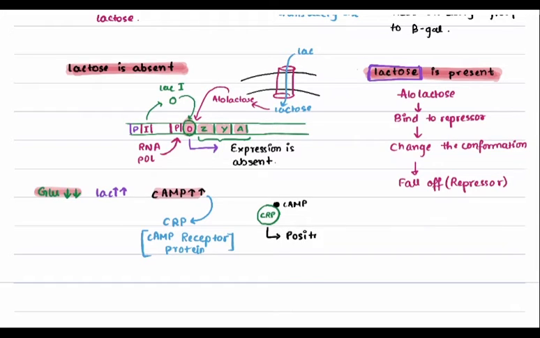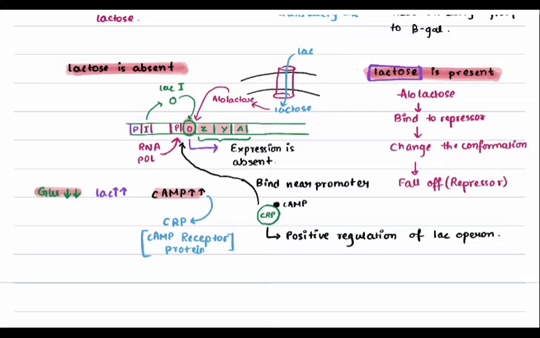causes positive regulation of the lac operon. That is, cyclic AMP CRP, when they're together, they will go and bind near the promoter of the lac operon.